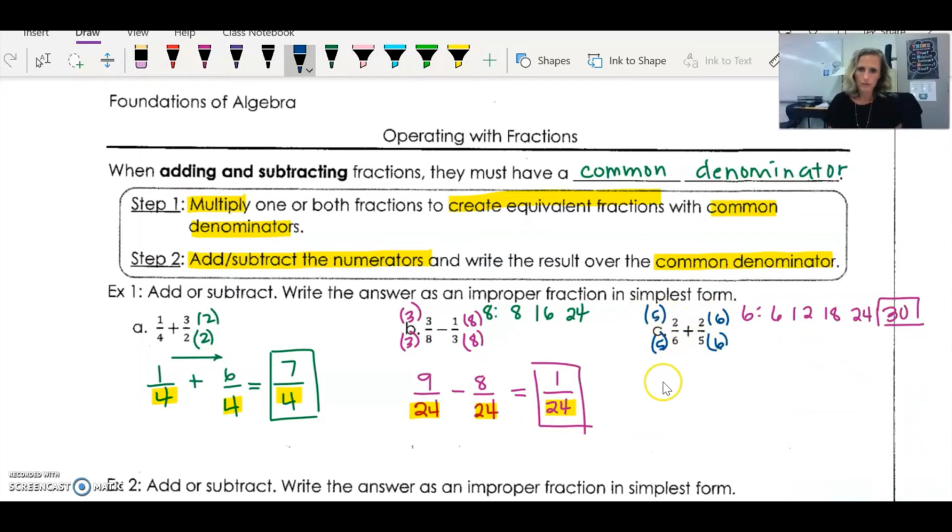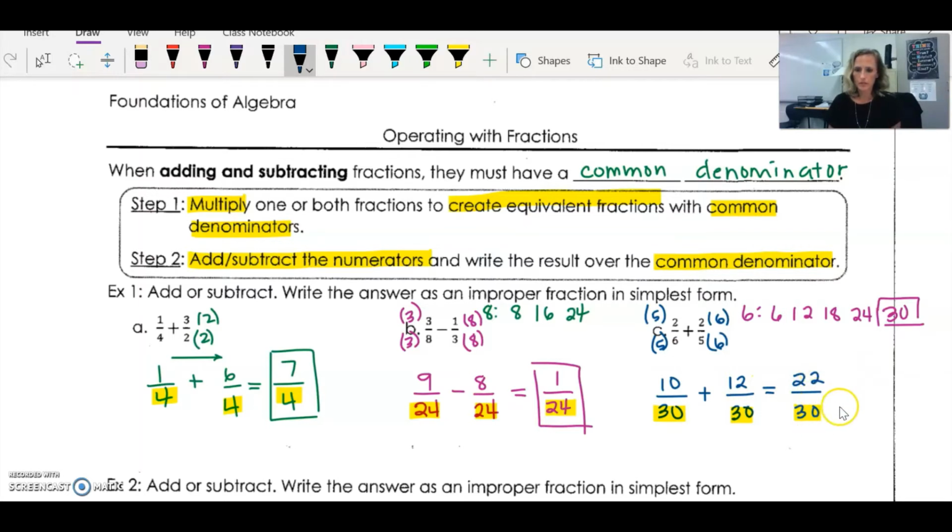So 5 times 2 is 10, 5 times 6 is 30, 2 times 6 is 12. 5 times 6 is 30. So now we've got our goal of our common denominator here. So that's going to be the denominator on our answer, on our sum. And 10 plus 12 is 22.